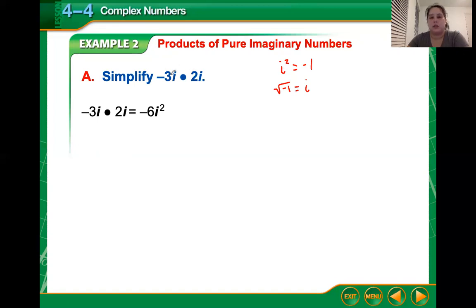In the PowerPoint, you'll notice that they're using bolded i's. But when we're writing this usually by hand, we do a little curly i so that we know we are talking about imaginary numbers and not just the letter i. So we're going to multiply like with like. We're going to do -3 times 2 to get -6, and i times i to get i squared. As a reminder, i squared is -1, so this is really saying -6 times -1, and we get +6 for our answer.